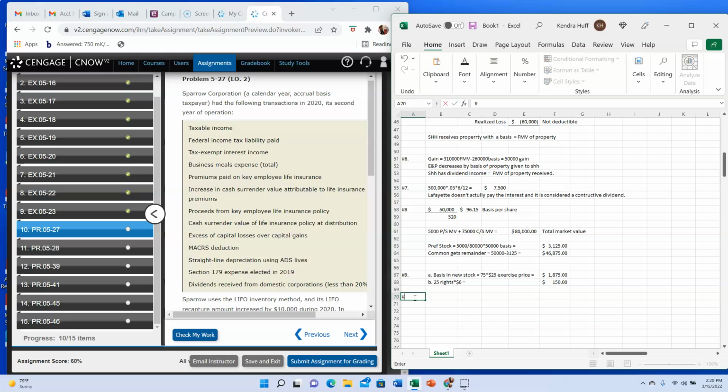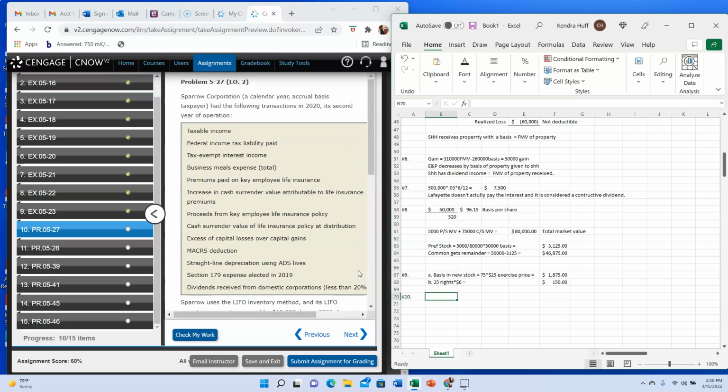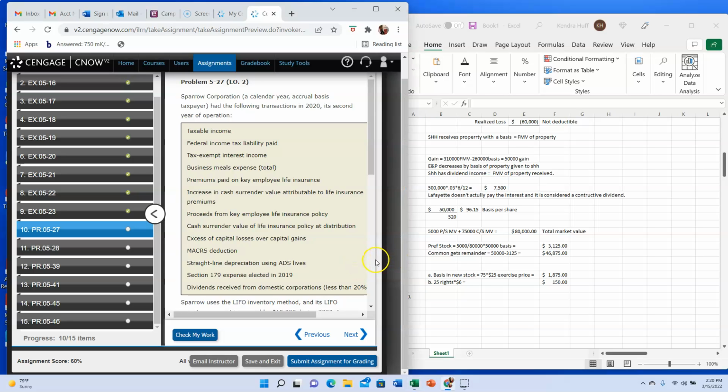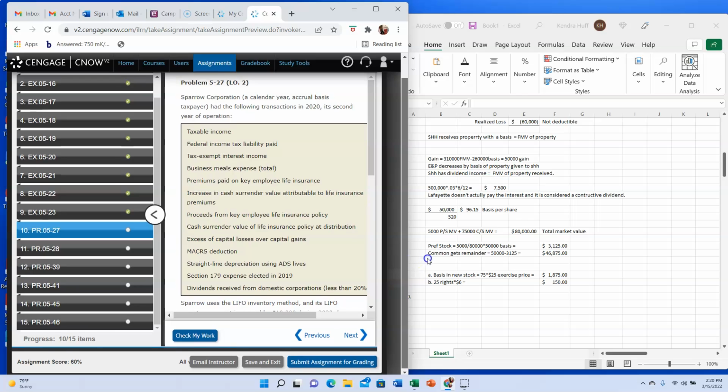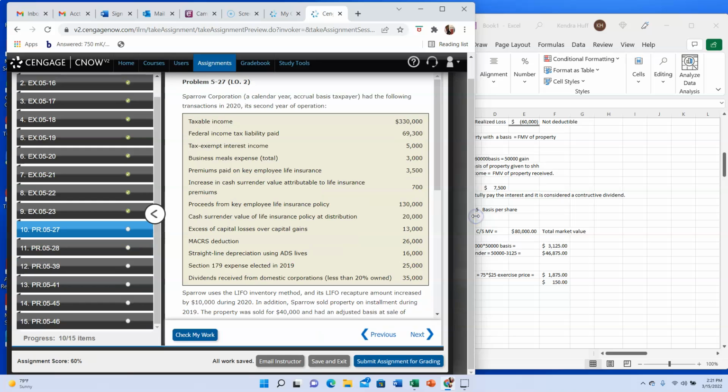All right, number 10. Oh, excuse me. Okay, this one deals with trying to calculate E&P. All right, Sparrow Corporation had the following transactions in 2020, its second year of operations. I'm going to have to make this a little bigger. How do I make it bigger? Why isn't it working? There we go. Okay.